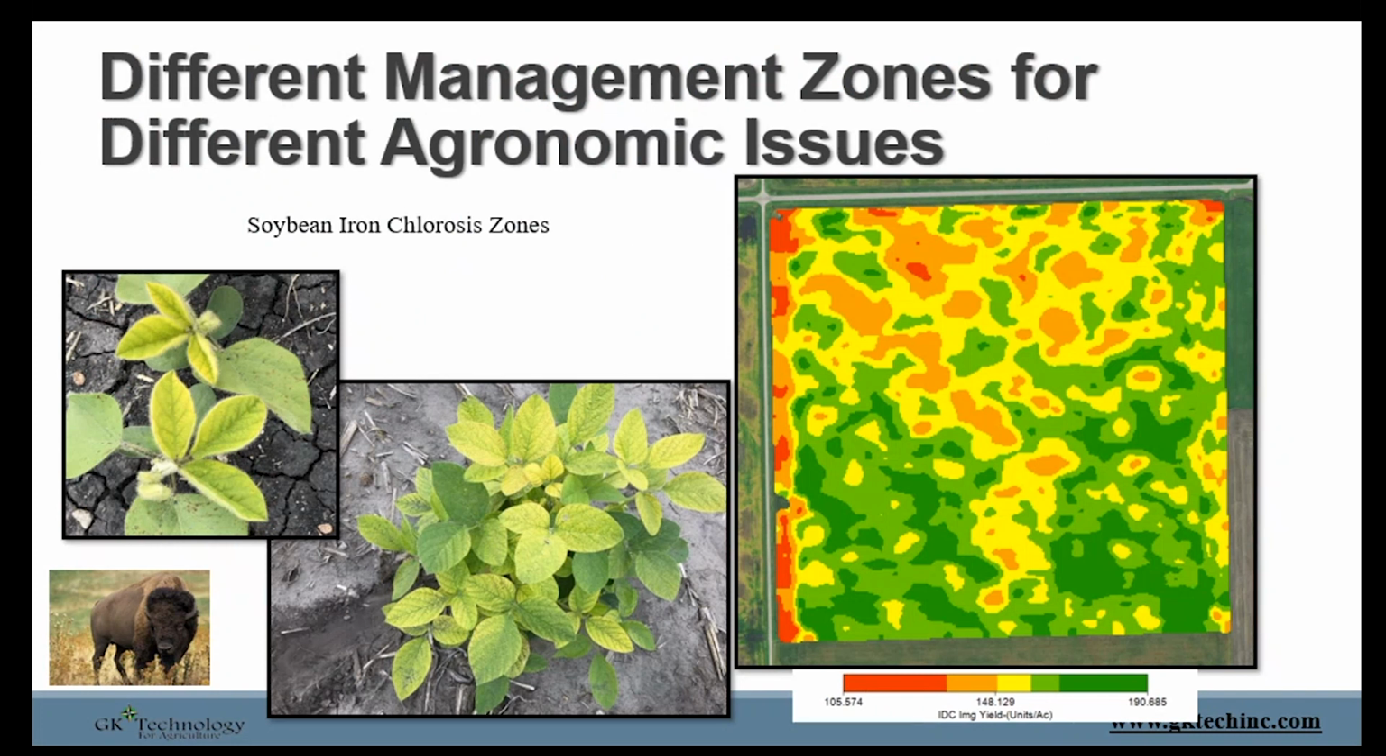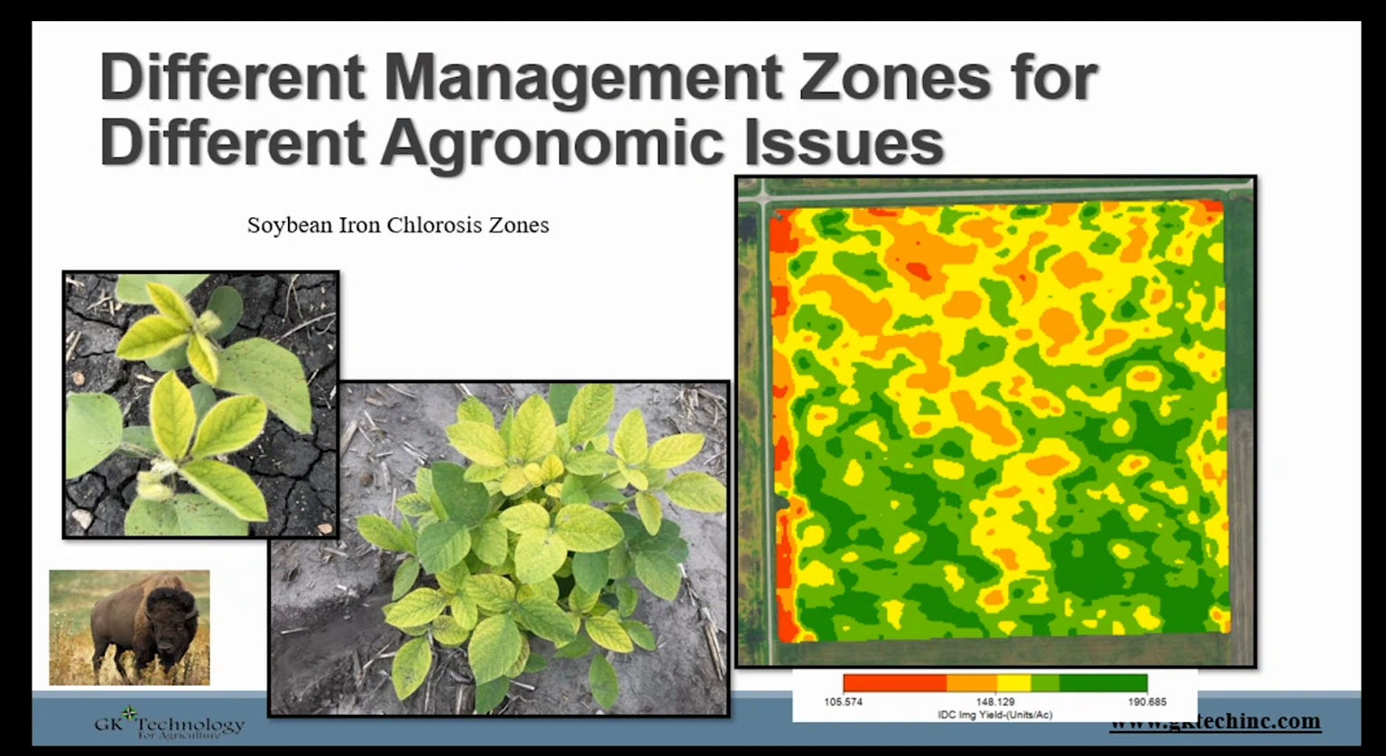If you are setting up zones, usually you set up those zones, they're describing your field variability very well, and you use those for years to come. But there are times and places and reasons why you want to set up maybe a second set of zones to help you manage something. For example, iron chlorosis in soybeans.